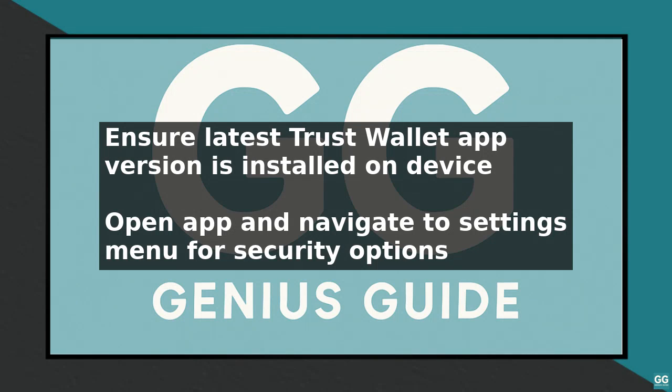To set up Trust Wallet fingerprint login, follow these steps. First, ensure you have the latest version of the Trust Wallet app installed on your device. Open the app and navigate to the Settings menu, usually represented by 3 horizontal lines or a gear icon.